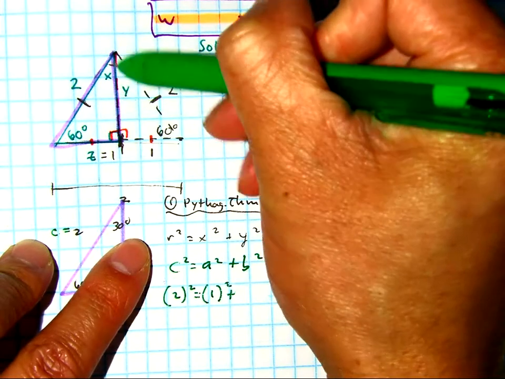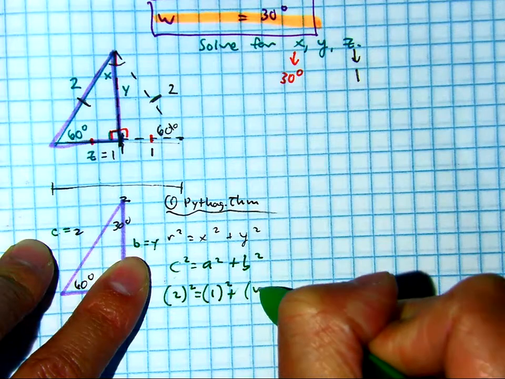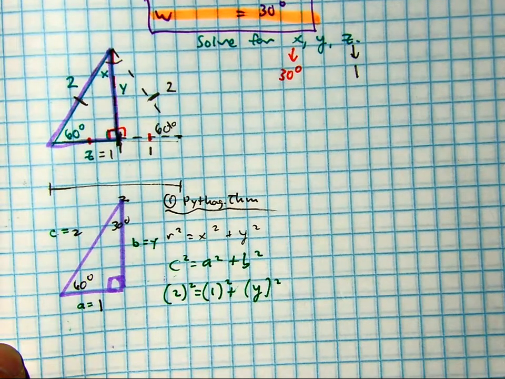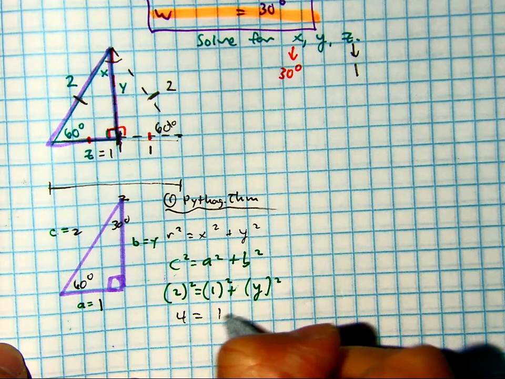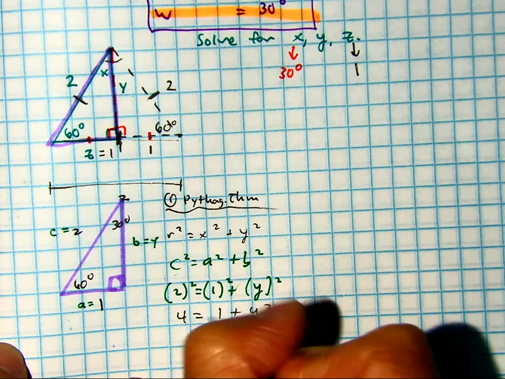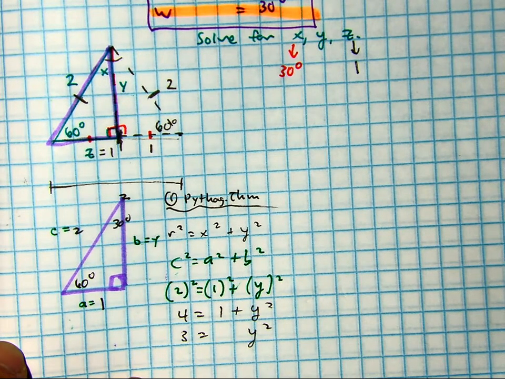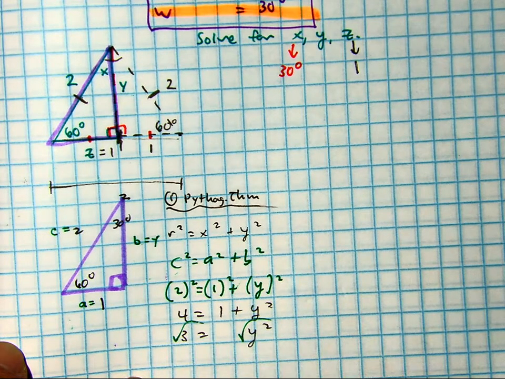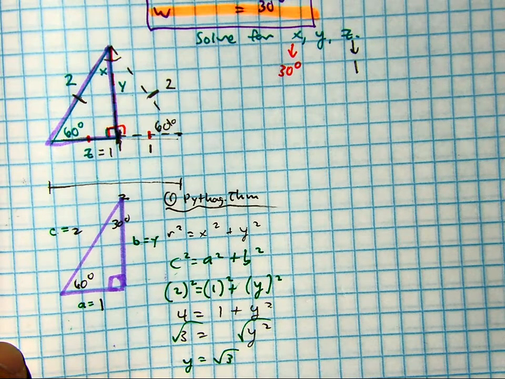So essentially what we're doing is we're finding the length of Y. Class, 2 squared is 1 squared plus Y squared. How do you solve for Y? Subtract 1 from both sides. Now what? Remember, you're only taking the positive. Y is equal to the square root of 3. Raise your hand if you got that. So let's add that up here. Y is equal to the square root of 3.